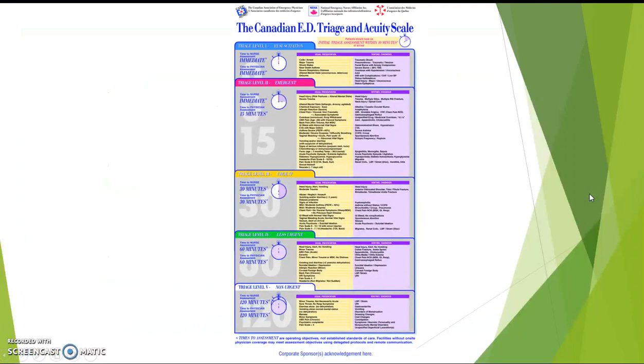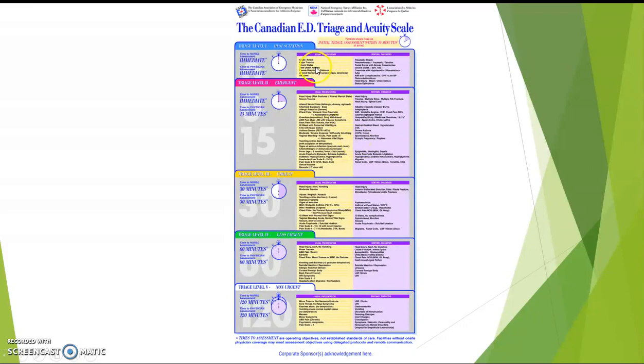So what does the big CTAS look like? So we talked about the colors, your code blues all the way down to your white for wait. It can start as like cardiac arrest. These are quite small. This is why, and this is even everything. It's not all inclusive, but we'll break this down a little bit for you in a second.